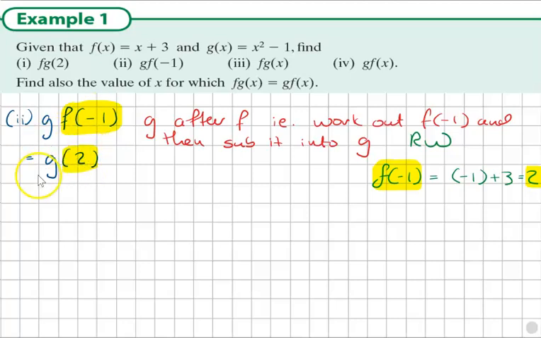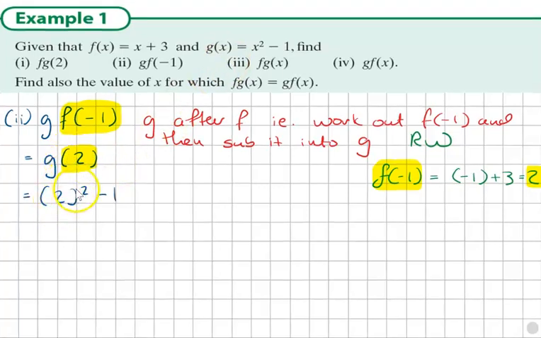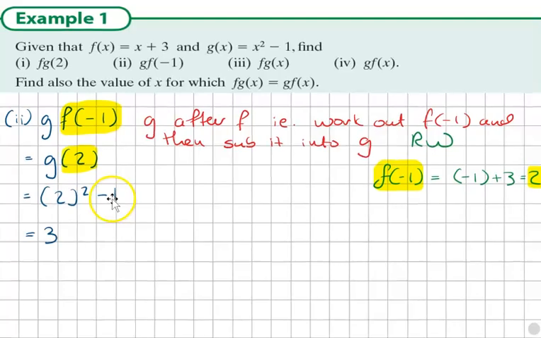Now we're going to work out g of 2. So we go to our g of x function, which is x squared minus 1. We swap the x for a set of brackets and put 2 into the brackets. So 2 squared is 4, minus 1 is 3. So g after f of minus 1 is 3.